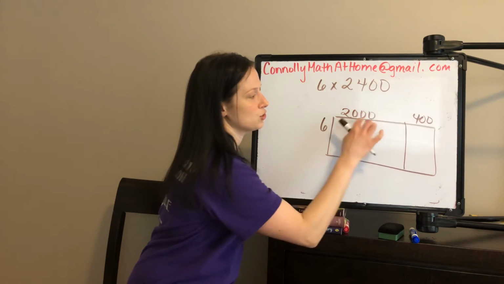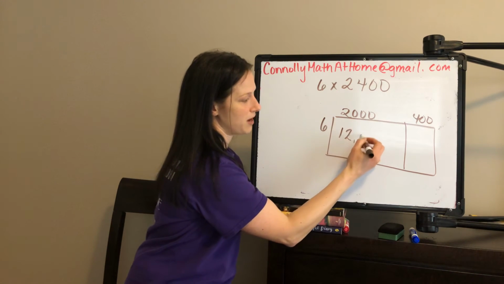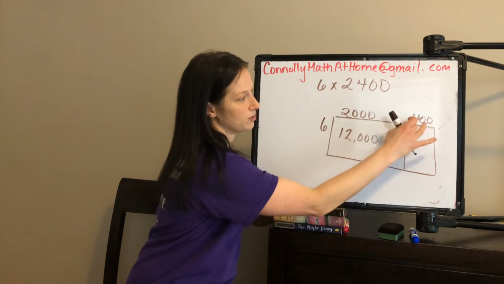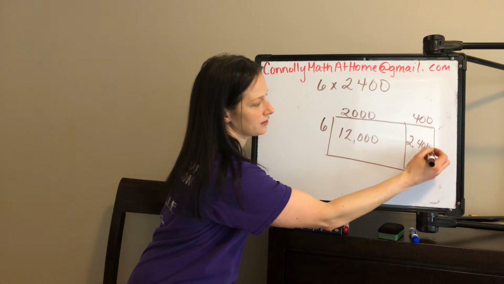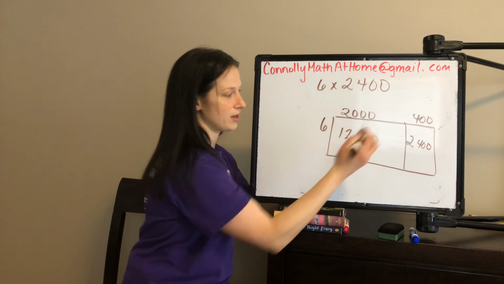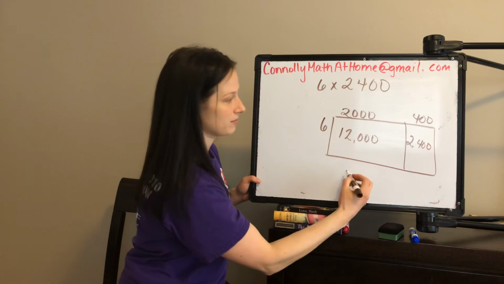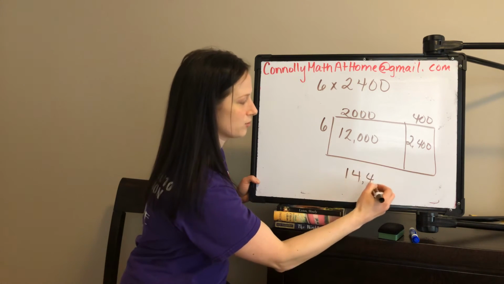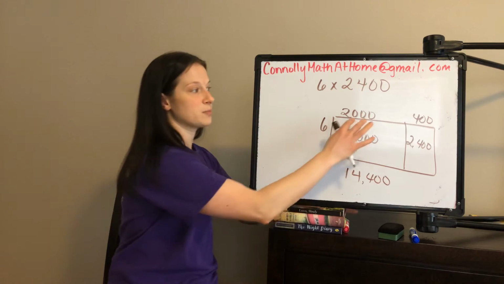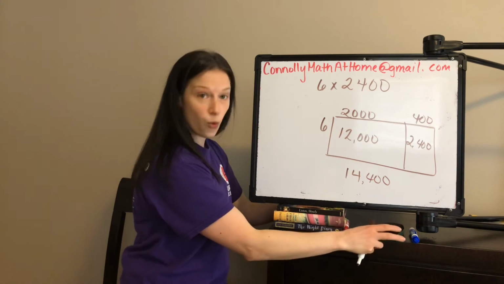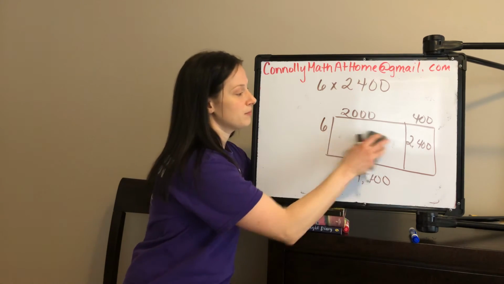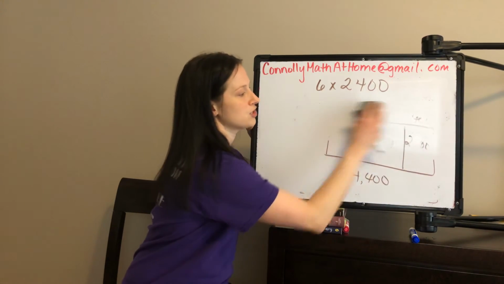We could put 2,000 toys in each box to start. Then we could put 400 toys in each box to start and combine so that we have 14,400 toys. Okay, so I split it up by place value. So that's one way to think about it.